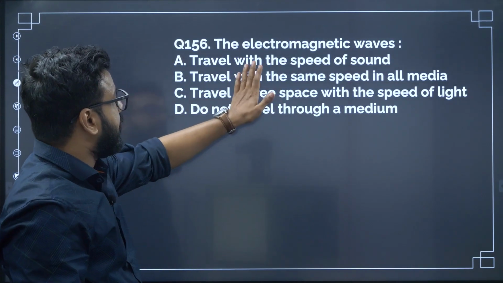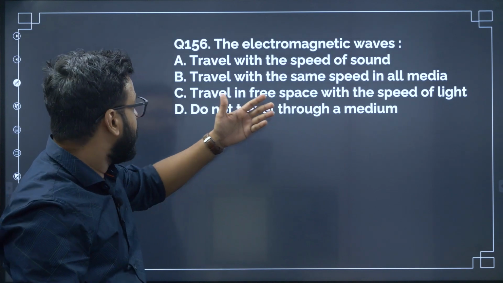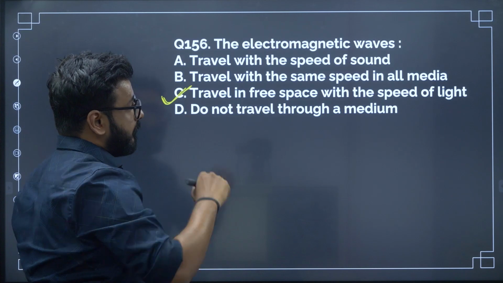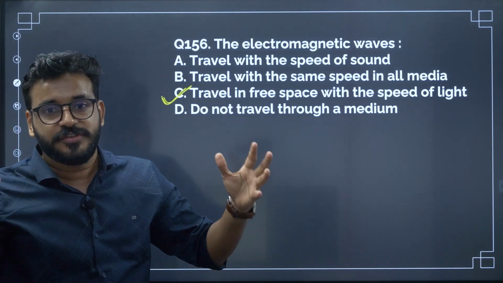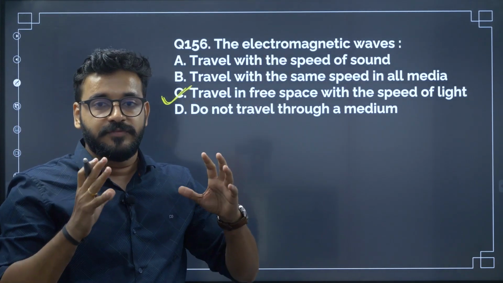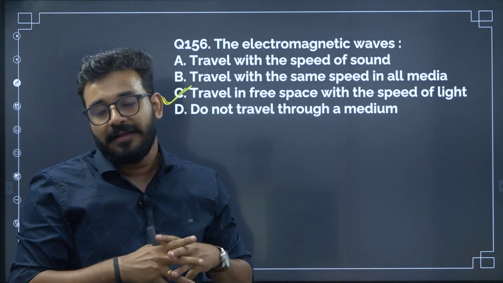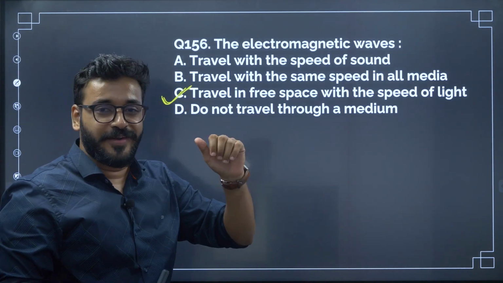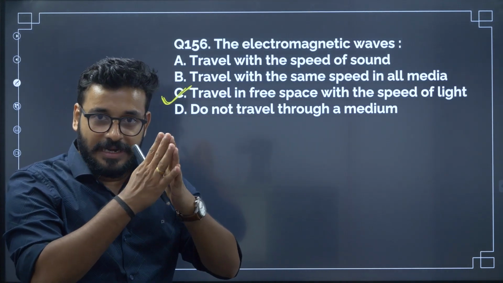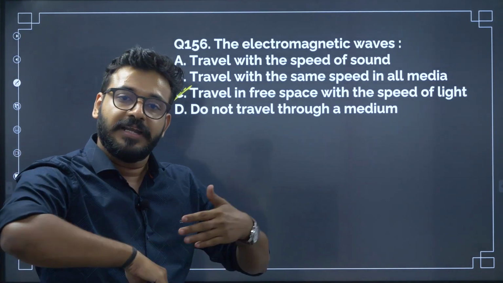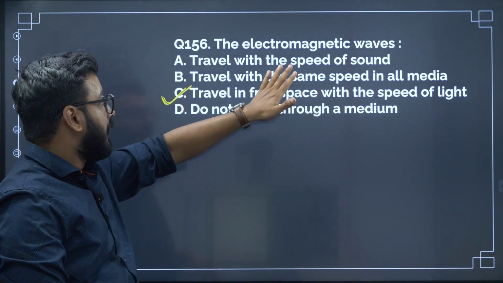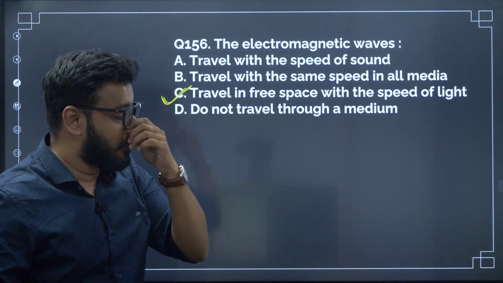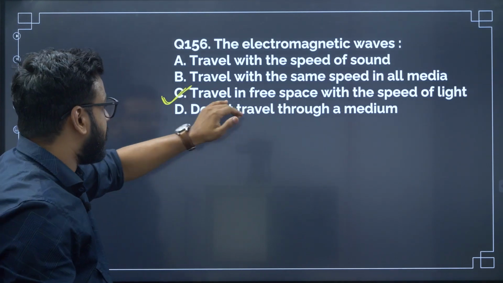Next question is on electromagnetic waves. It's a very simple question. They travel in free space with the speed of light. That's all. Electromagnetic waves are just an elaborate understanding of light itself. Electromagnetic wave theory was postulated by the great scientist Maxwell, James Clerk Maxwell, not the R.C. Bhimwala Maxwell. He said that light has a perception of electromagnetic waves. That means electromagnetic waves travel in free space with the speed of light. None of the others is correct. Speed of sound is wrong. With the same speed in all media, that's wrong. Do not travel through a medium, that's all wrong. We can negate all that, and ultimately we will get option C.